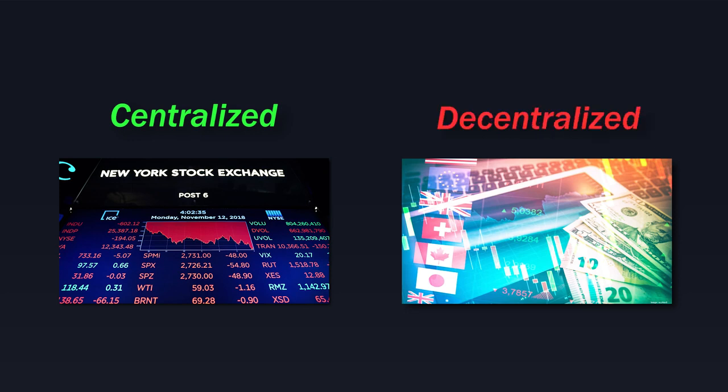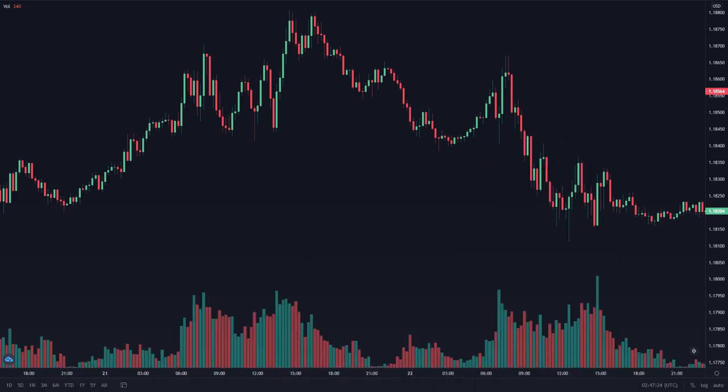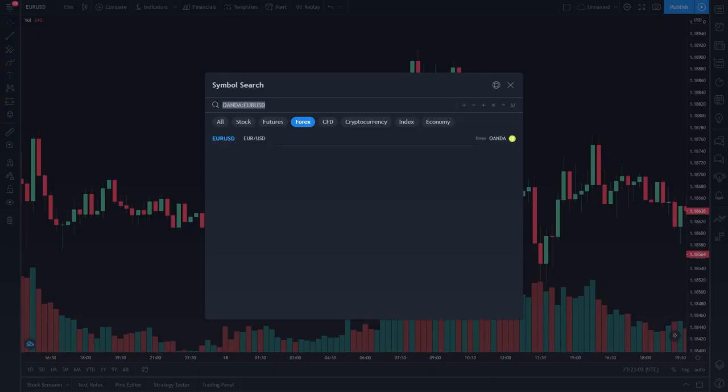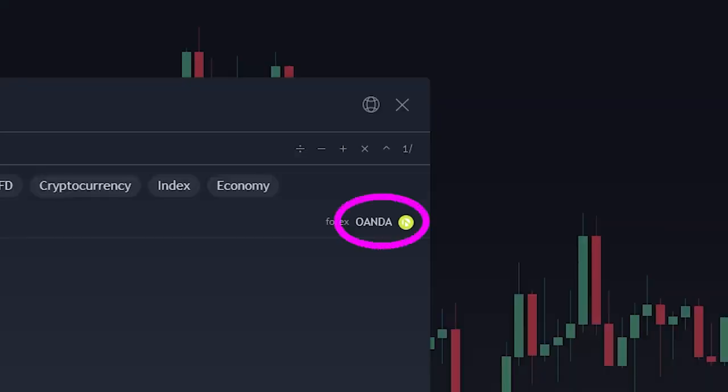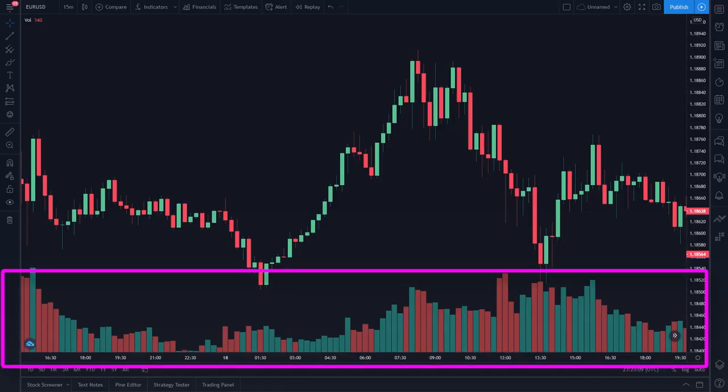the currencies are traded. So for example, if your broker is IQ Option, it will display a different volume than if you're using forex.com. Because the volume that you're seeing is actually the volume that people are trading with that particular broker. Let me give you an example. If you open TradingView, you can see that the broker is OANDA, meaning that the volume you're seeing here is the volume that people are trading with the OANDA broker.